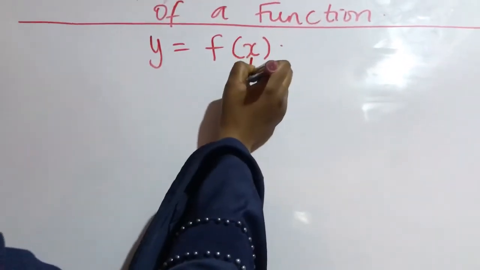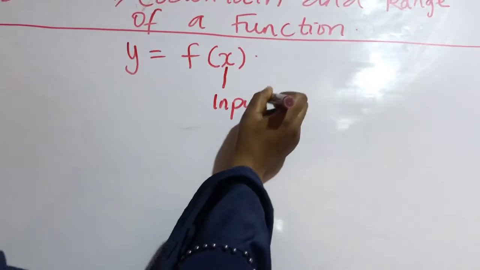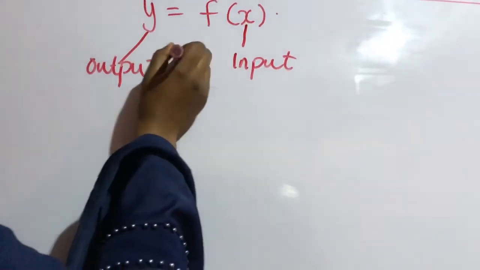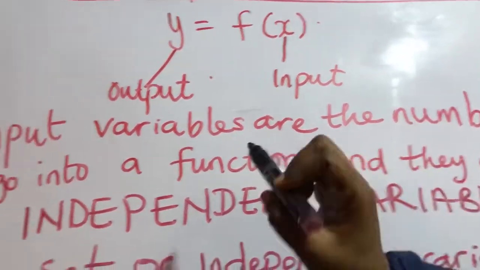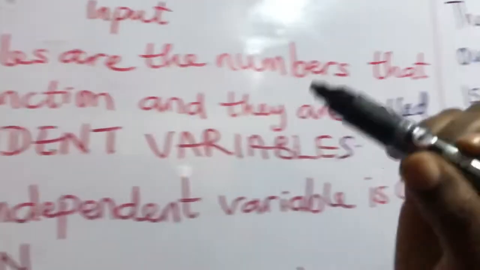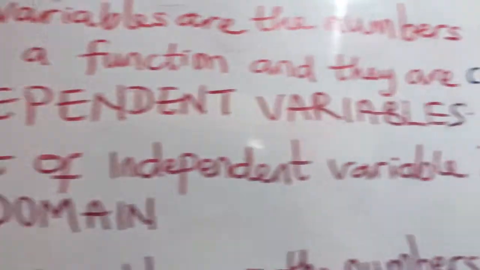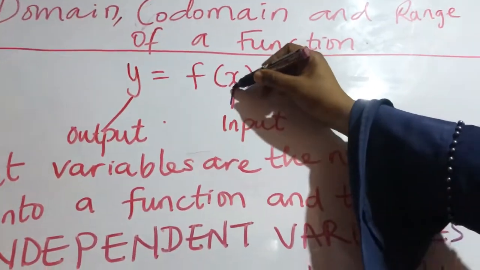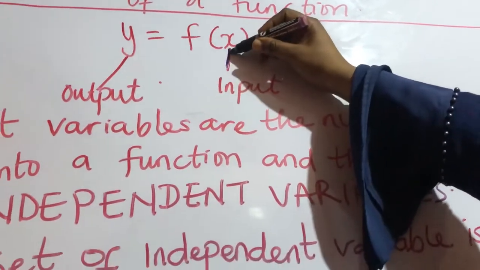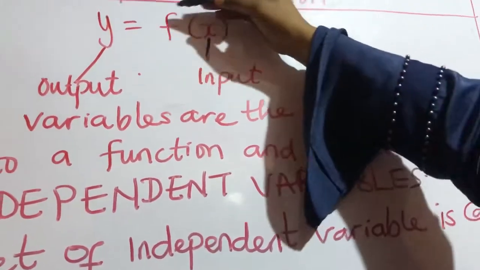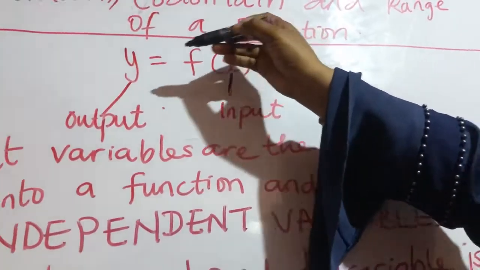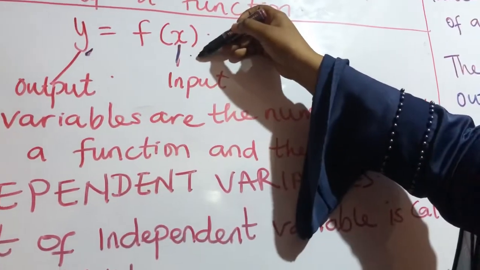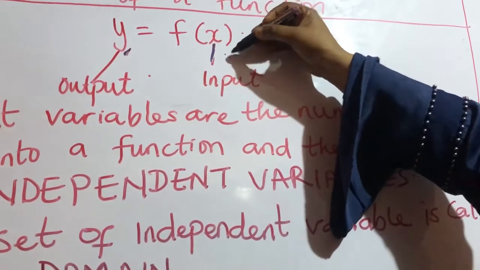So this x is the input and y is the output. This x is the input. Now, input variables are the numbers that go into a function and they are called independent variables. Whatever number that you plug inside, the function will process it for you, then it gives you exactly one output. That is what we mean by input, and it is the independent variable.